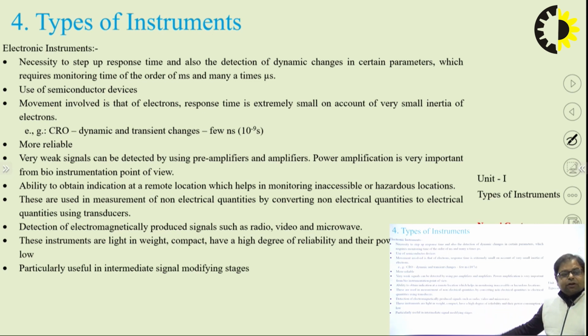The bulkiness of the instruments is gone now because the size of the chip has gone lower. These are compact, have a higher degree of reliability, and their power consumption is also very low, and are particularly useful in intermediate signal modifying stages. The signal conditioning circuits in electronic instruments are very powerful. They can bring very low amplitude signals into the high ranges and can do the measurements effectively.